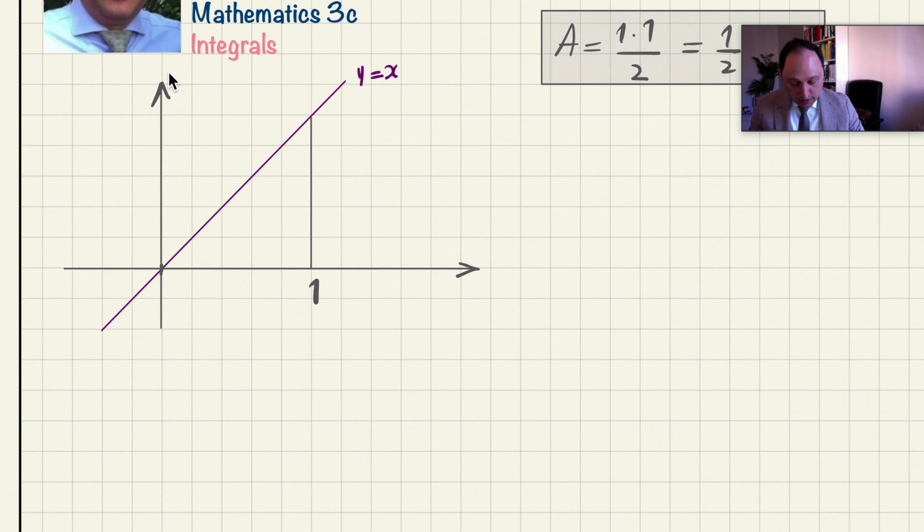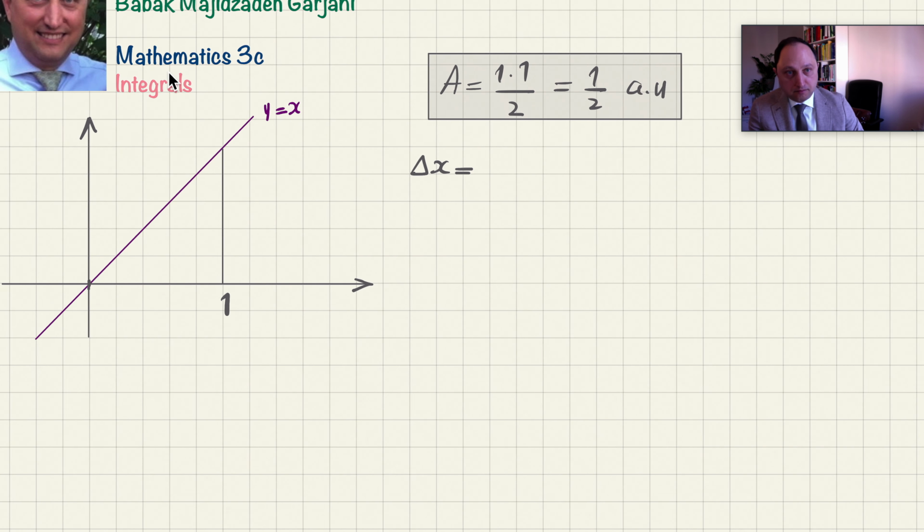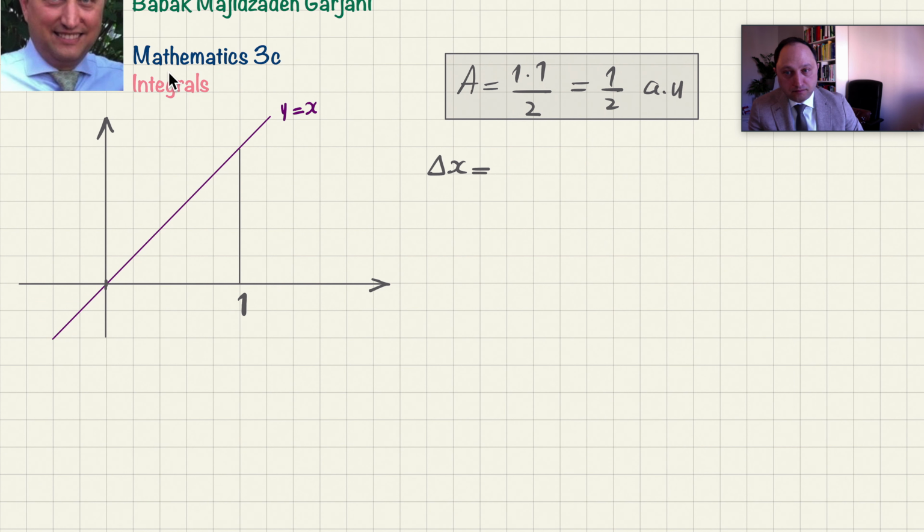What should I do? Let me make it a little bit bigger. What I do first, I divide my interval from 0 to 1 into n equal pieces. Okay, so now what is delta x? Can you help me to write delta x? What is delta x if I divide my interval into n equal pieces? Hello, what is delta x? What is the total length?